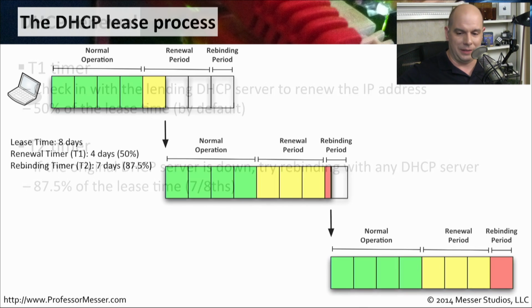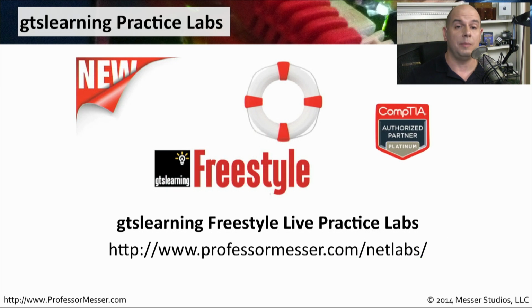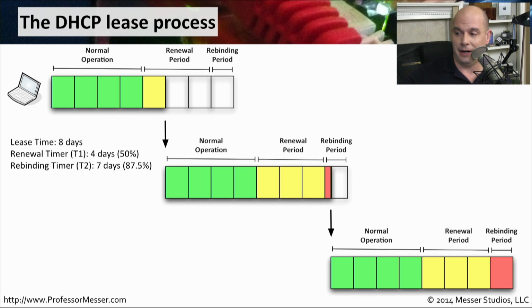If you really want to see what this looks like, it's like this. So we have this DHCP lease time. Let's say the lease time is 8 days. The renewal timer then is going to be 4 days to check in to get a renewal, assuming that's there. And the rebinding timer, that T2, is 7 days. See how I did it with 8 days? This makes it easy for me to calculate.